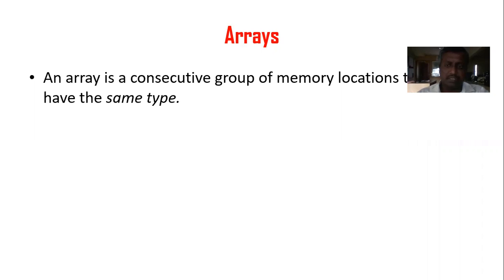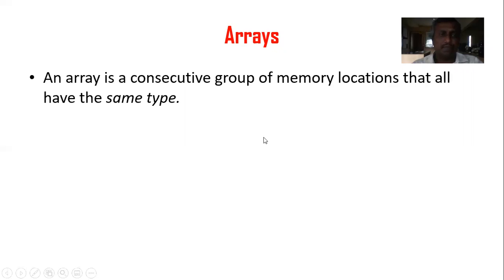Array is basically a data type. It's a derived data type. An array is a consecutive group of memory locations that all will be of the same type. So it will be consecutive memory locations. In each location, the same type of data will be stored. That's an array.